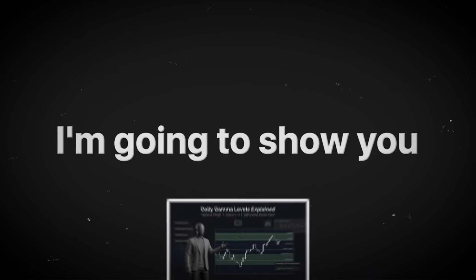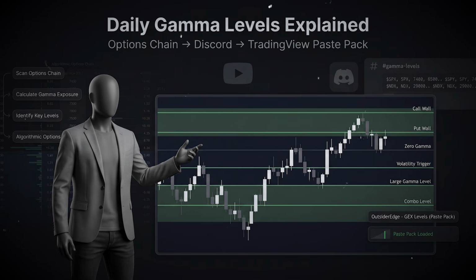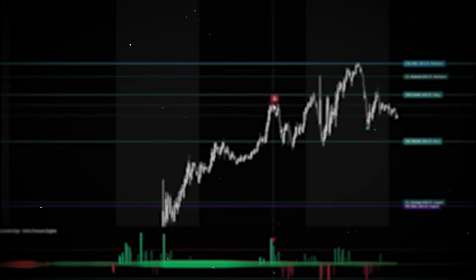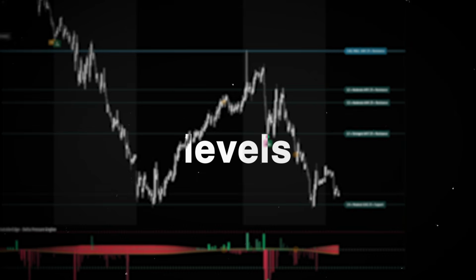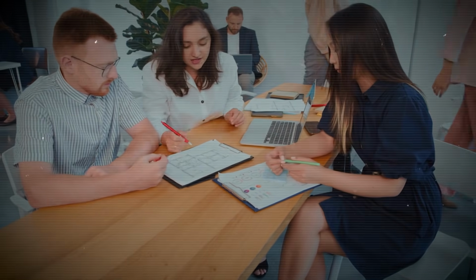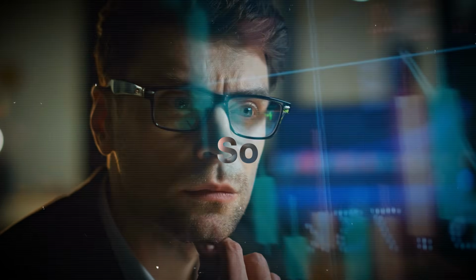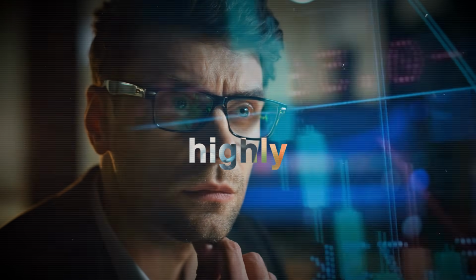In this video, I'm going to show you how we calculate daily gamma-based levels from the options chain, share them every morning before the market opens in our Discord, and then use our TradingView PacePack indicator to instantly plot those levels on the chart. And no, you do not need to trade options to use them. These levels are translated directly into futures price levels you can actually trade. So if you trade futures, this is already highly relevant.